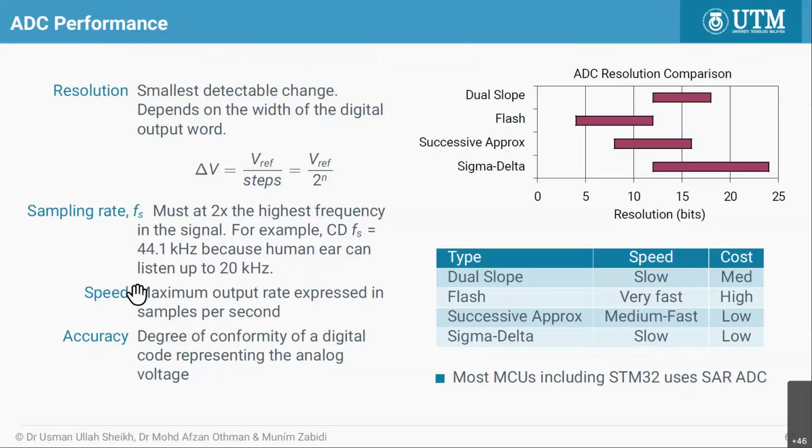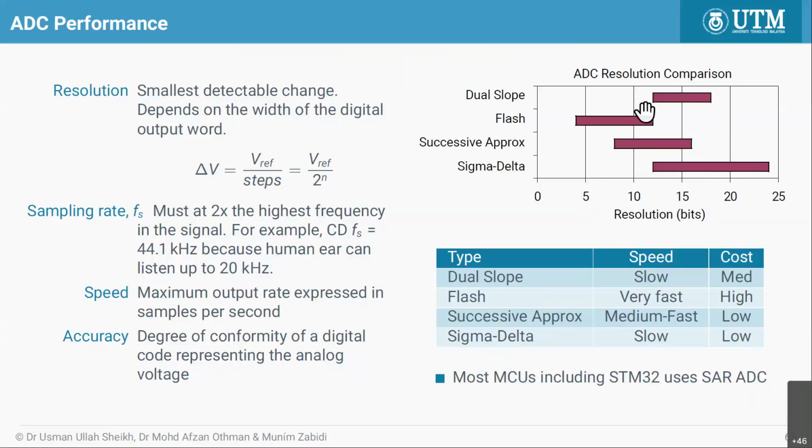And then we have the speed, or the maximum output rate, expressed as samples per second. It's related to the sampling rate. So the speed of your ADC, if you want to sample CD quality audio, must be able to go at least 44.1 kilo samples. Then we have accuracy, which is the degree of conformity of the digital code representing the analog voltage. The resolution, the sampling rate, and the speed altogether contribute to the accuracy. Higher sampling rate and higher resolution will be more accurate, with less error compared to the original analog voltage.